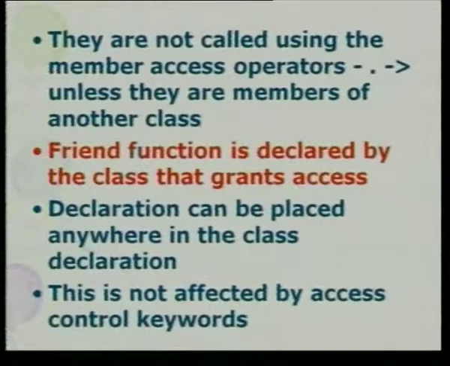Friend function is declared by the class that grants access. So, the class which wants to give access to a function which is declared outside it only should declare it to be a friend. Another class cannot declare. One particular class should be willing to expose its members to another function which is outside it. Only that class has the right to give this privilege.